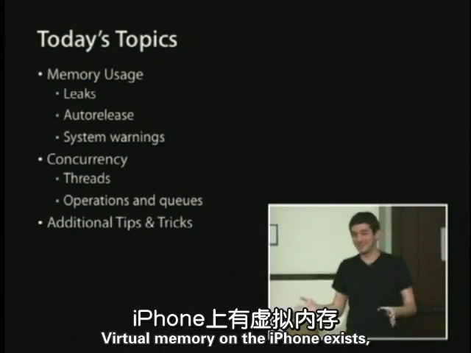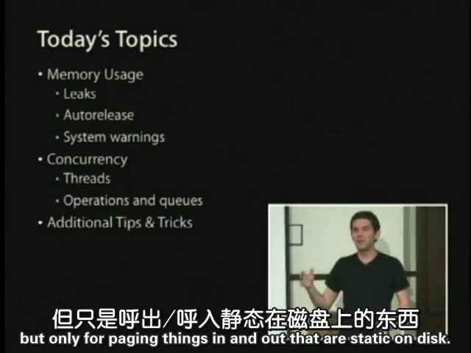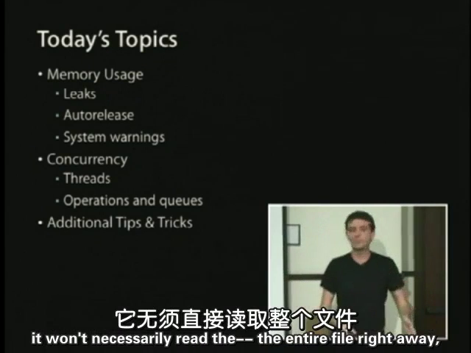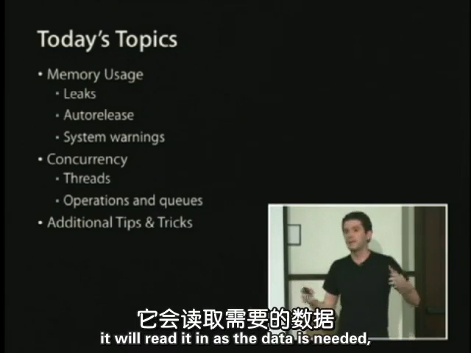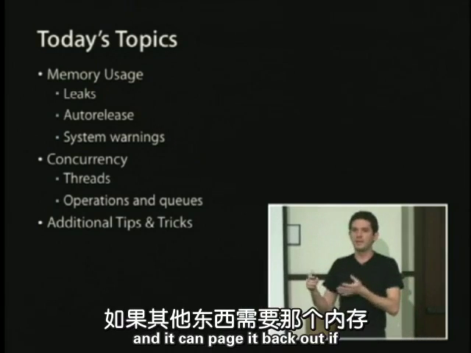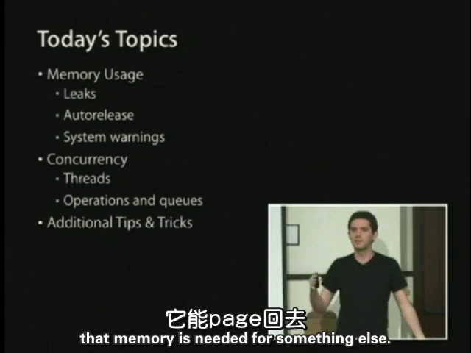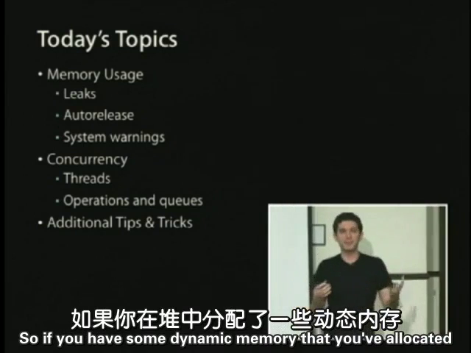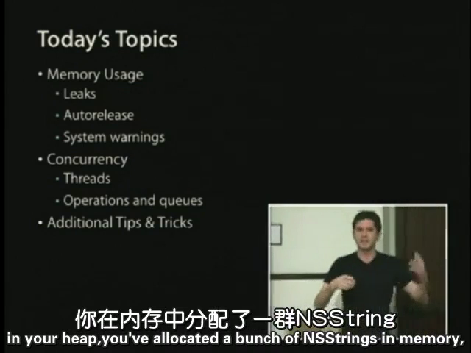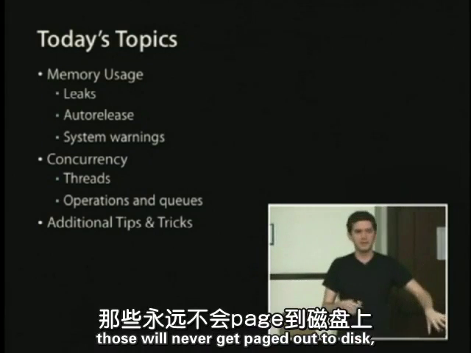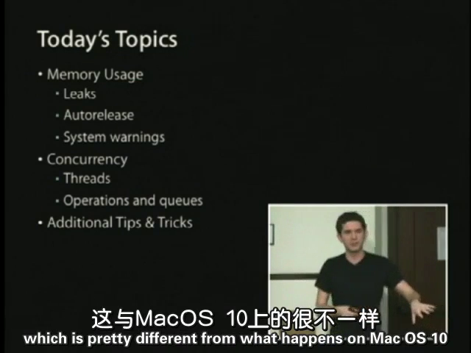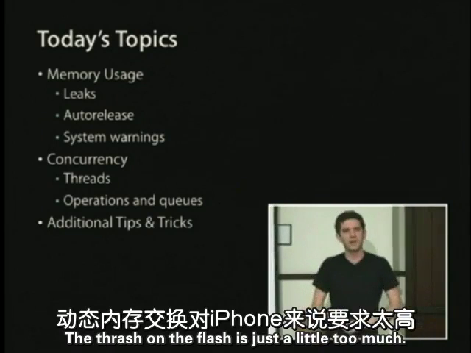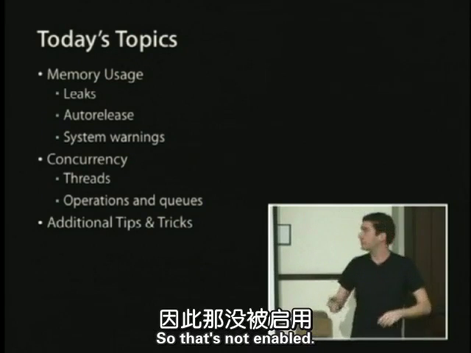Virtual memory on the iPhone exists, but only for paging things in and out that are static on disk. So if you have a file on disk and it's mapped into memory, it won't necessarily read the entire file right away. It'll read it in as the data is needed, and it can page it back out if that memory is needed for something else. But what's not there is dynamic memory swapping. So if you have some dynamic memory that you've allocated in your heap, say a bunch of NSStrings, those will never get paged out to disk, which is pretty different from what happens on Mac OS X or most other modern operating systems. The thrash on the flash is just a little too much, so that's not enabled.